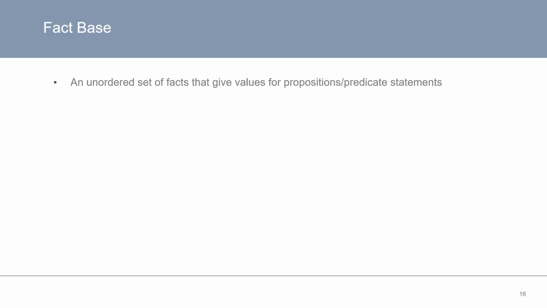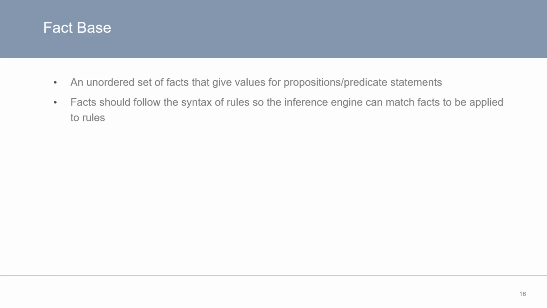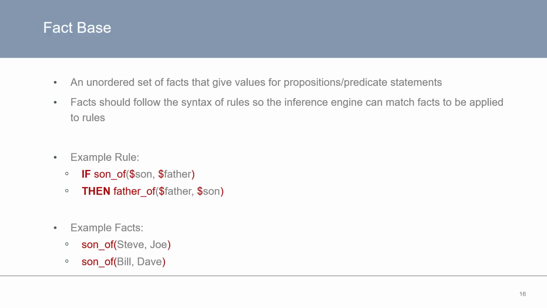This tends to be an unordered set of facts that give values for propositions or predicate statements. Facts should follow the syntax of rules so that the inference engine can match facts to be applied to the appropriate rules. Going back to our previous example rules, here are some facts that we might have in our fact base. Notice that son of, with 2 entries, corresponds to the syntax of the if part of this rule. So these facts say that Steve is the son of Joe, and Bill is the son of Dave.